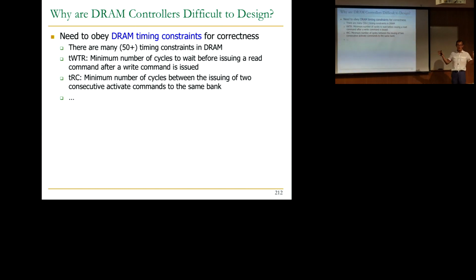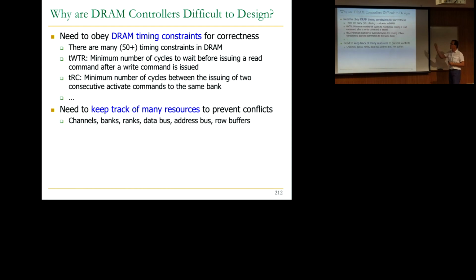tRC is, quote unquote, the latency of memory. Basically, this is the minimum number of cycles between the issuing of two activates to the same bank, the row cycling delay. If you have bank conflicts, basically, you need to wait for the minimum tRC. And there are many of these. I'm going to cover a bunch more. On top of this, you need to keep track of many resources to prevent conflicts, and there are many resources, as you can see over here.